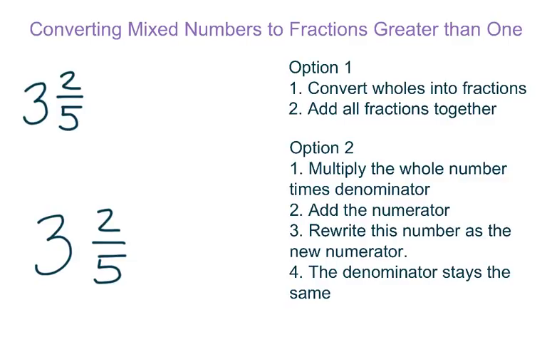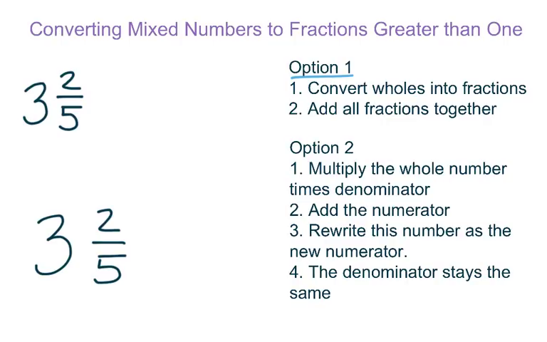Now, what we need to do with these two different types of ways to represent numbers is we're going to have to be able to change between a mixed number and a fraction greater than 1. We're going to first start with changing from a mixed number to a fraction greater than 1. Then we're going to look at changing from a fraction greater than 1 back to a mixed number. Now, there are two different ways that we can do this. So there are two options that you'll see here.